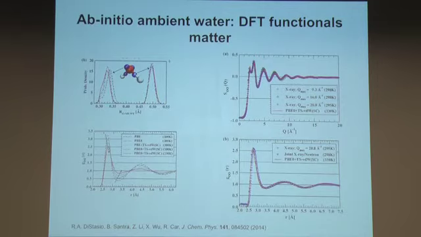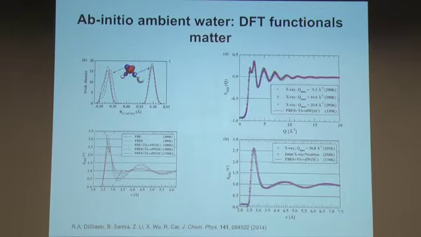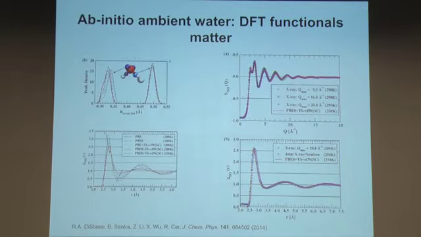The difference between these functionals is better understood if we look here. These are the distribution of what are called the maximally localized Wannier functions. There are 8 valence electrons per molecule. There are 4 maximally localized Wannier functions associated with each molecule.